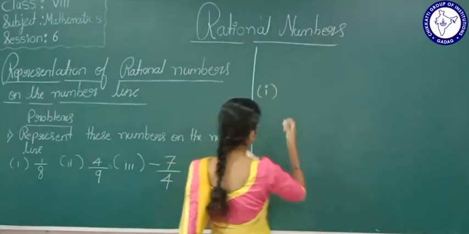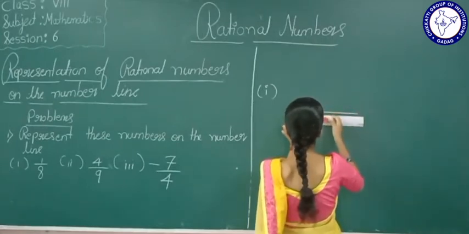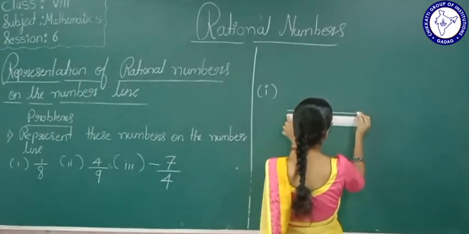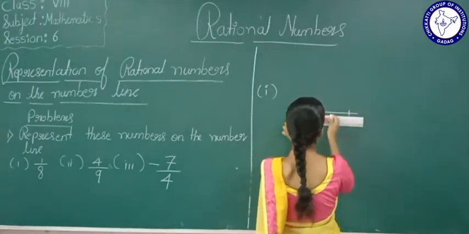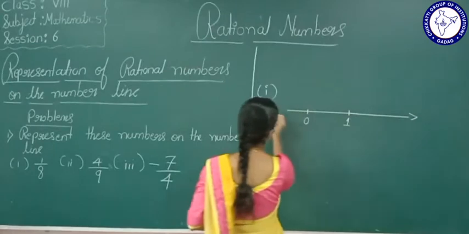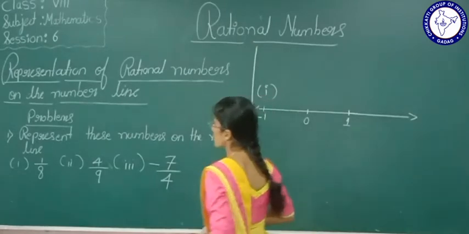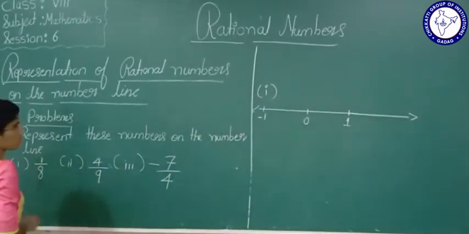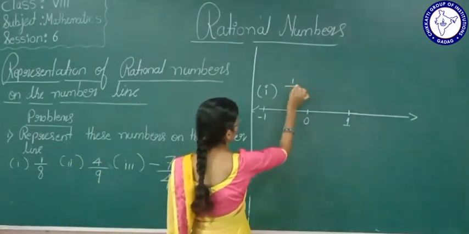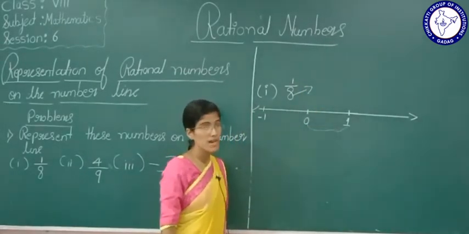Here first one. Zero, 1. Now see here, 1 by 8 definitely will lie between 0 and 1. That's why I have drawn just 0 and 1. Now we have to represent 1 by 8 on the number line. Here 8 will tell us how many parts we have to divide this into. In 8 equal parts we have to divide.